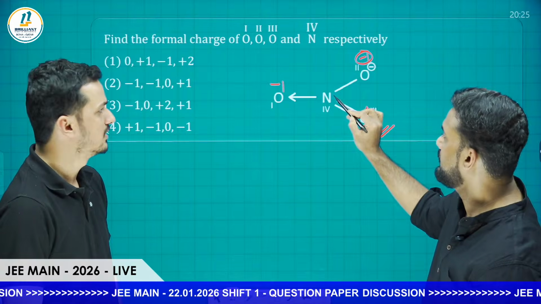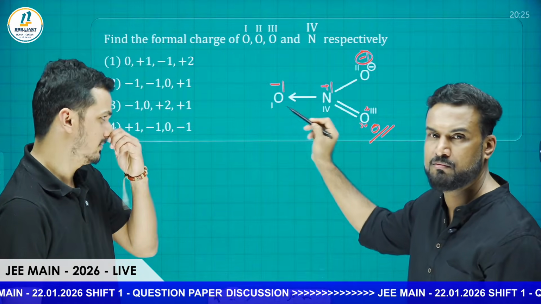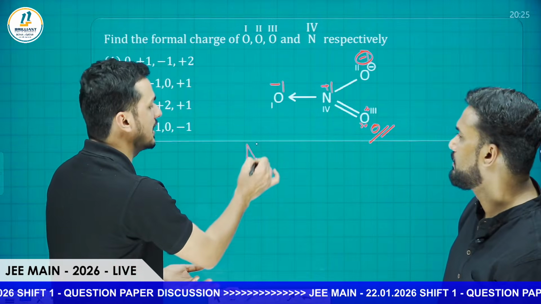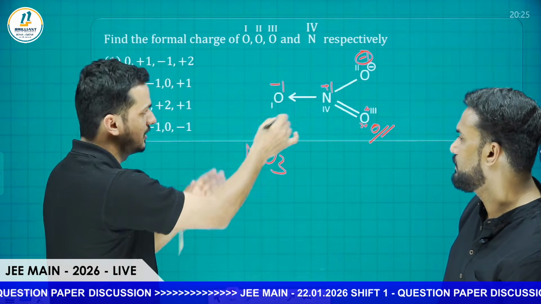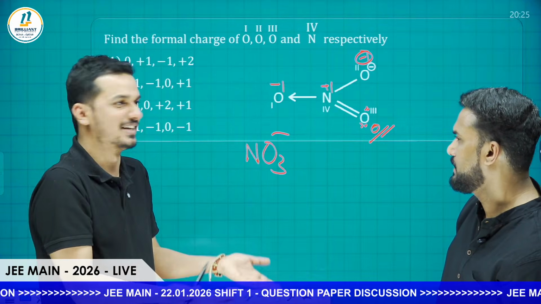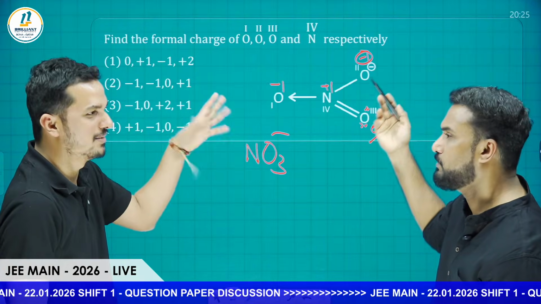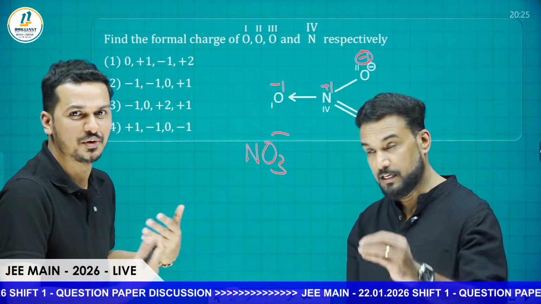Nitrogen, you know, definitely will be plus 1, because nitrogen gives to this one. Obviously, because the total is NO3 minus only. NO3 minus, the nitrate you learned; there is no NO3 2 minus. It is NO3 minus only. So total should be minus 1.